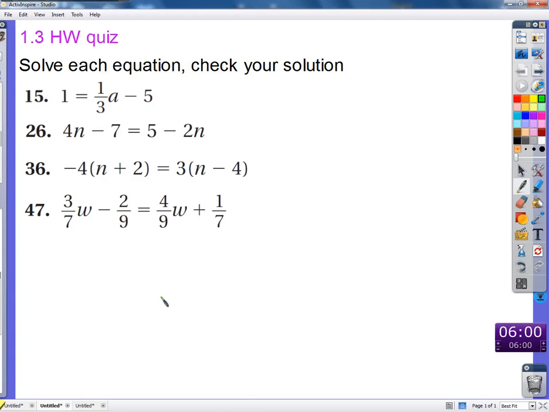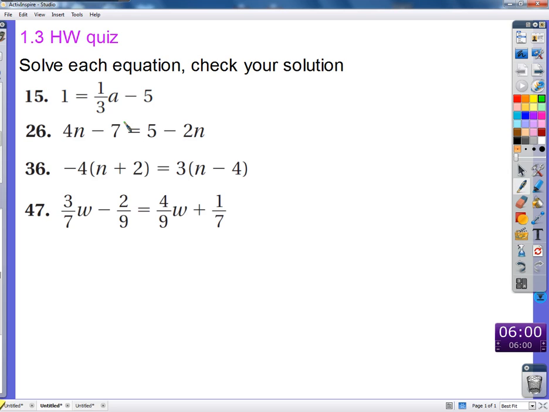Start with number 15. We want to solve for the variable a, and isolate it. We know we can do anything as long as we do the same thing to both sides, because it's a balanced system right now. We want to maintain that balance. So, what would be something we could do that turns out to be helpful?